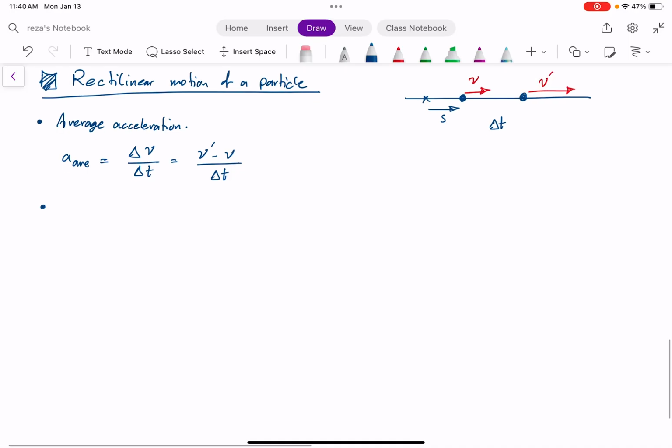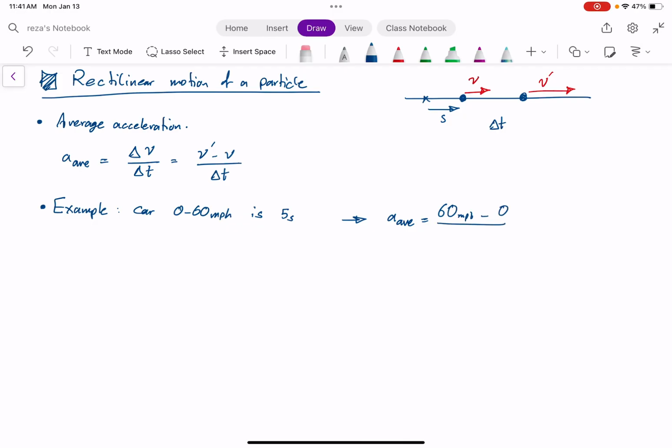So, example here. Example, car where 0 to 60 miles per hour is, I don't know, an average car, 5 seconds. So the average acceleration is change in velocity. At a later time, you have 60 miles per hour speed minus the original value, 0. You start from 0, divided by time elapsed, 5. How much is 60 divided by 5? 12.